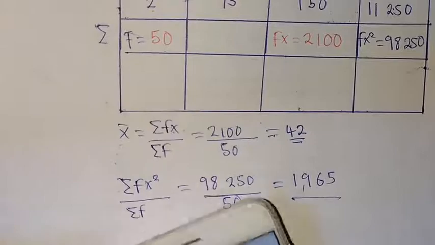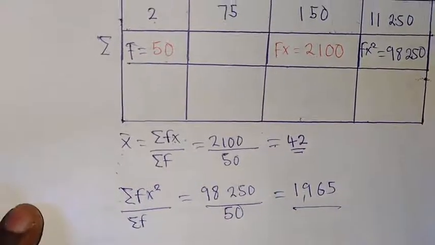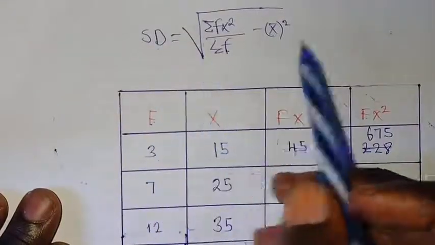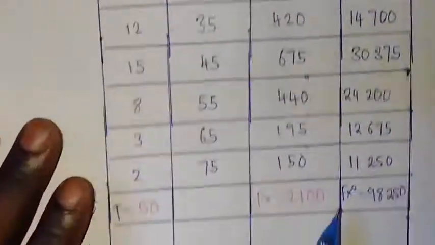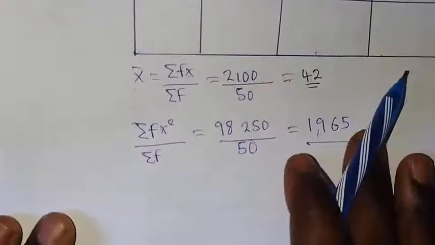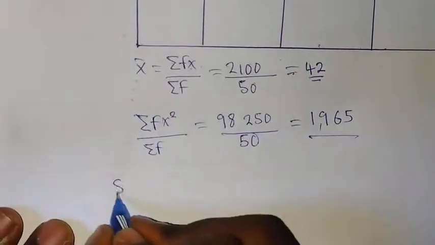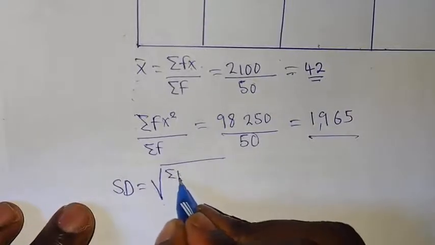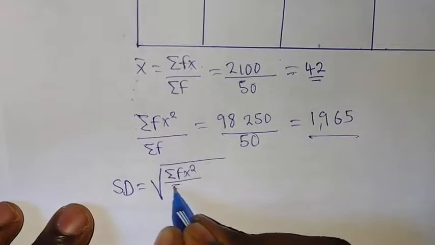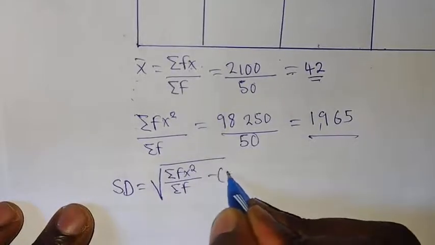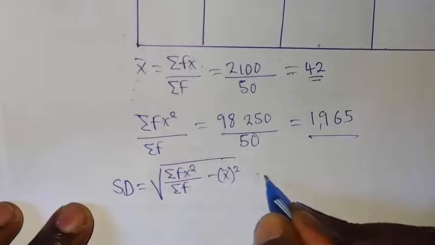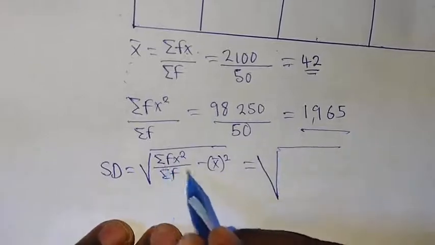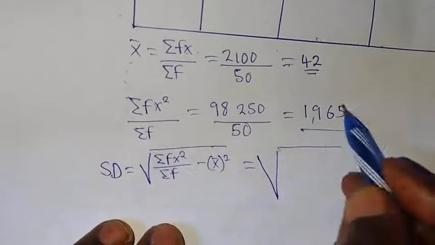Okay, so now from here, what are we going to do? We now come back to our formula. We find the SD using this. We just put the square root now. So this is very easy. We are going to write standard deviation is equal to the square root of summation of fx squared divided by summation of f minus mean squared. So from here, we are going to do this, where this is the value we have found.